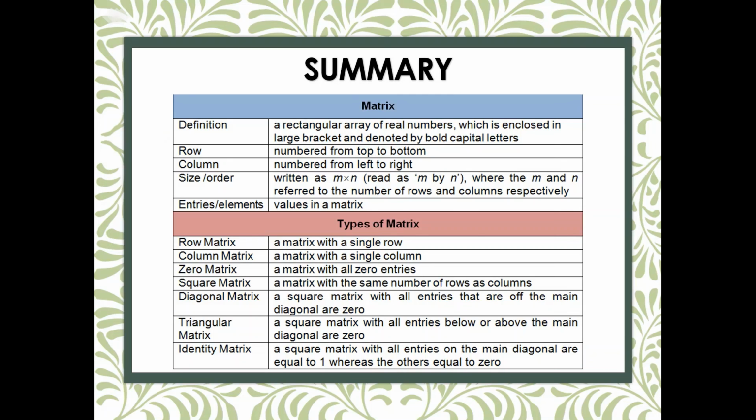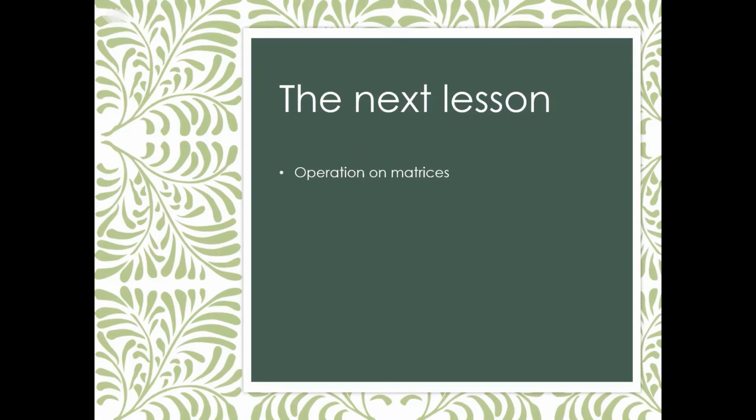Following is the summary for today's lesson. We have learned the definition of a matrix, how to identify the row, the column, the size, the elements of a matrix, as well as the types of matrix as shown below. In the next lesson, you will learn how to do operations on matrices.